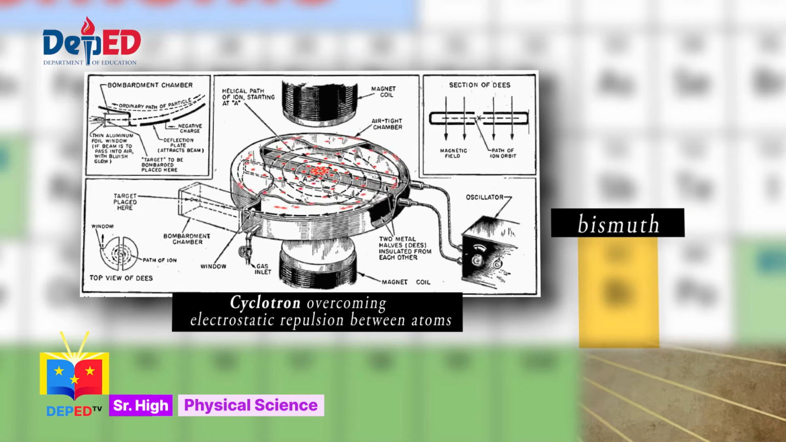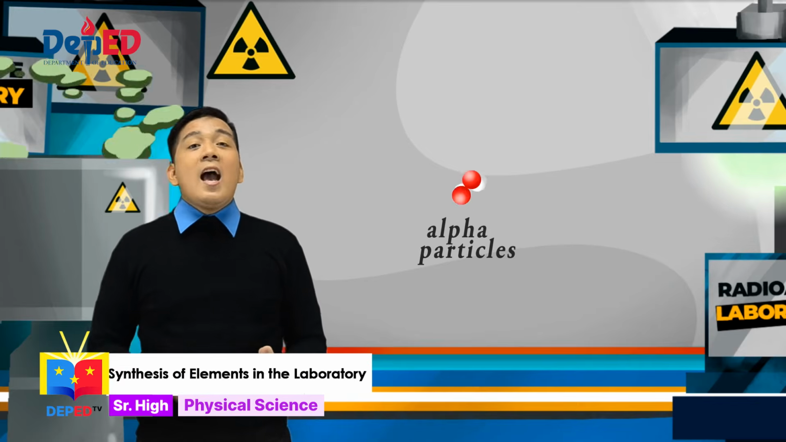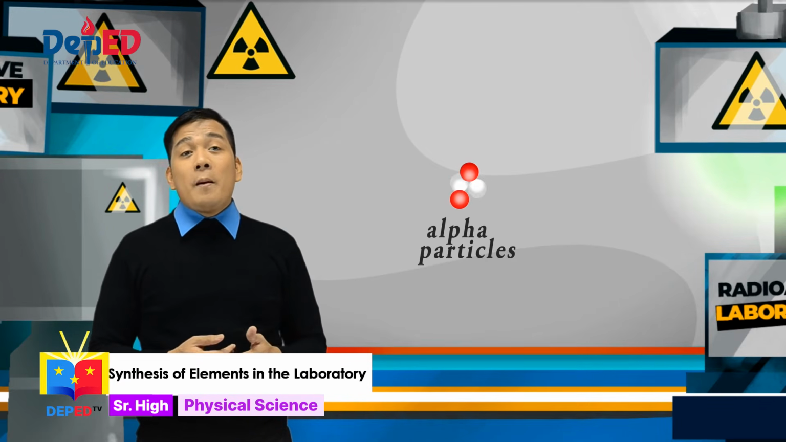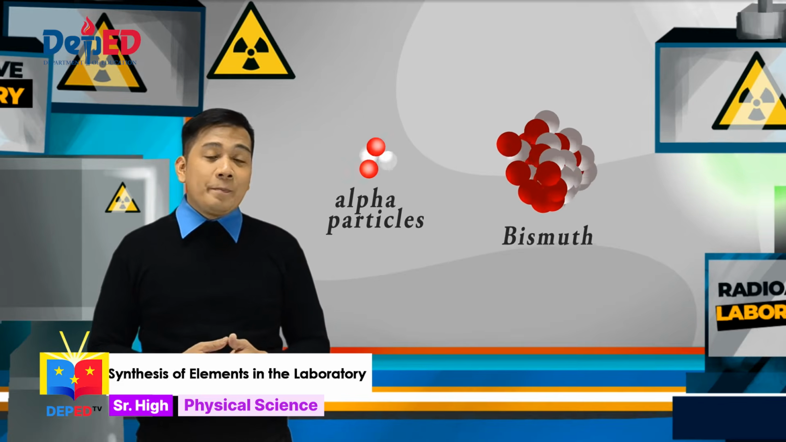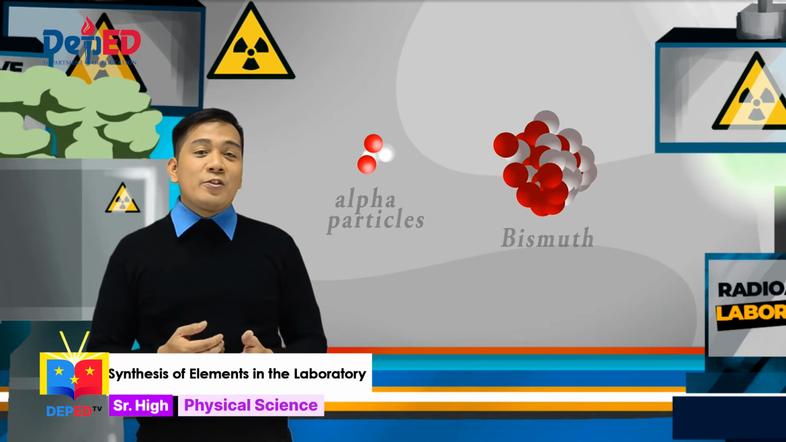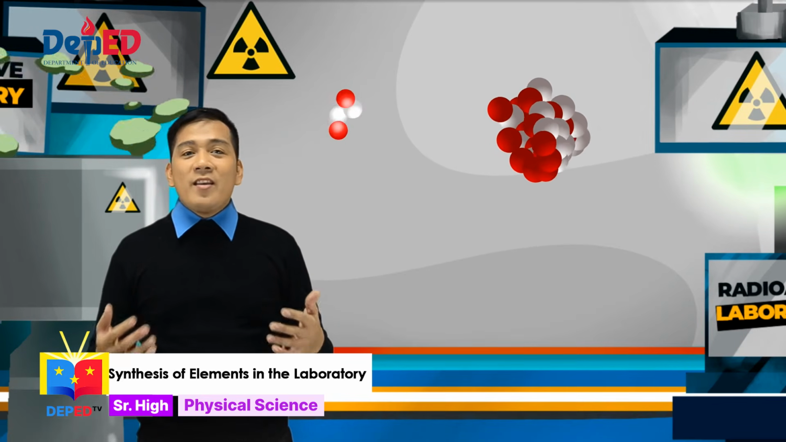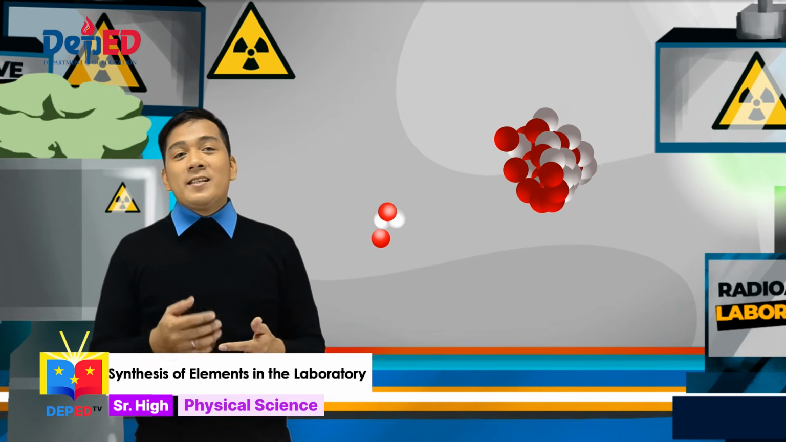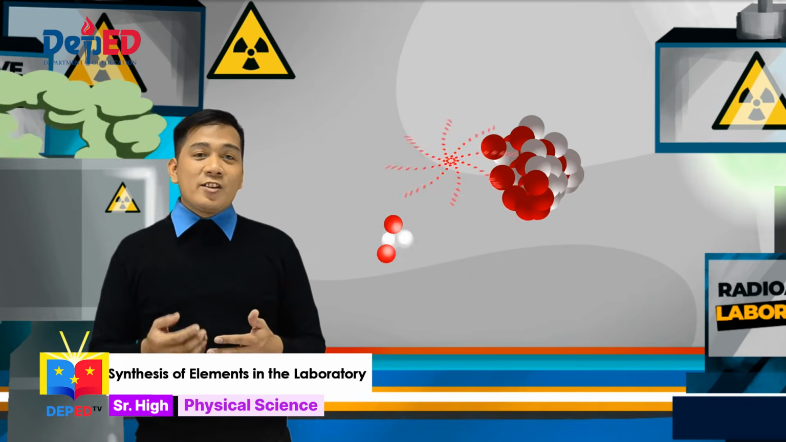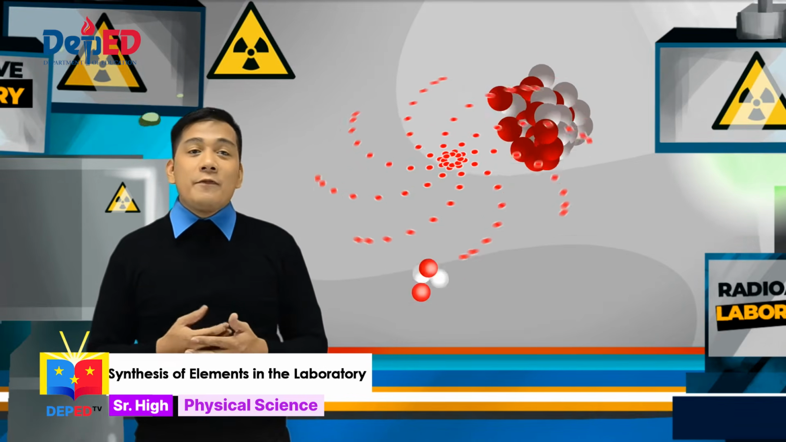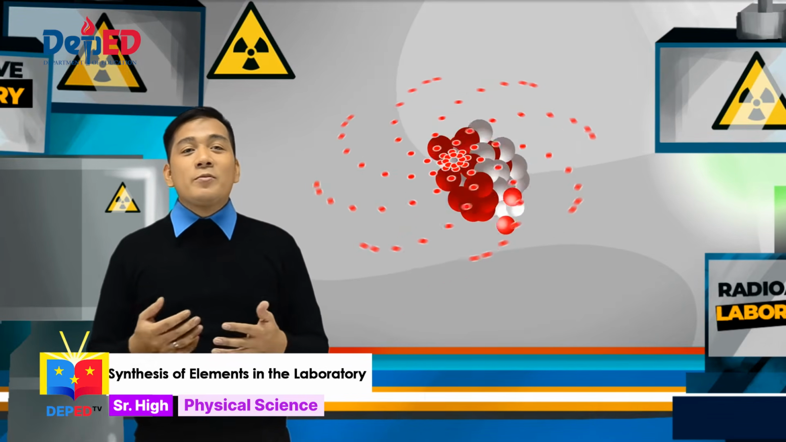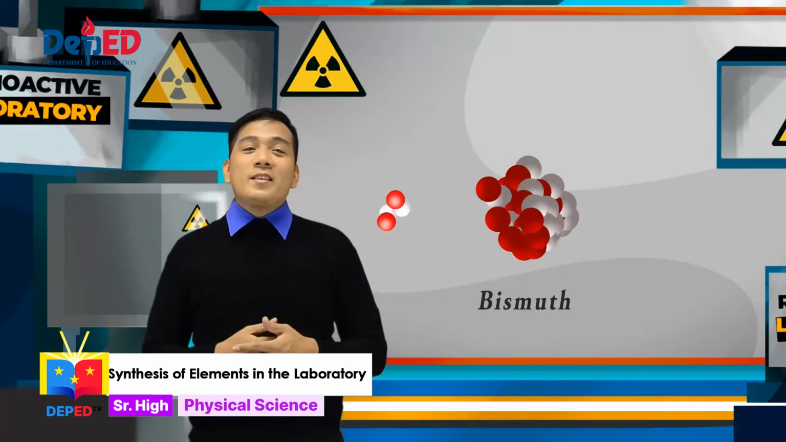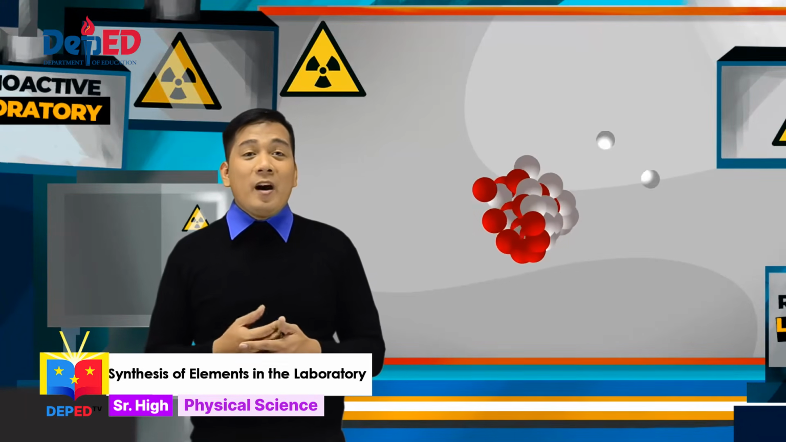The cyclotron makes sure that the particles are moving fast enough to overcome the electrostatic repulsion between atoms. Alpha particles have protons. Bismuth has protons too. When these two come close to each other, the protons in them will try to repel each other. That is why physicists use a cyclotron to make sure that the particles are moving fast enough to overcome this electrostatic repulsion. What they did was they bombarded bismuth with alpha particles.